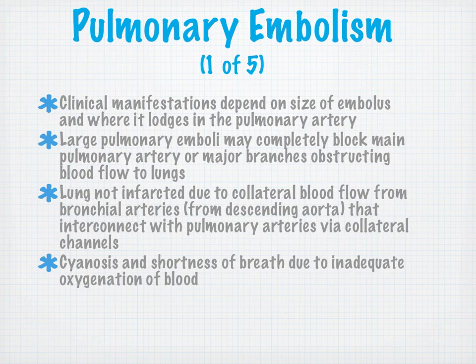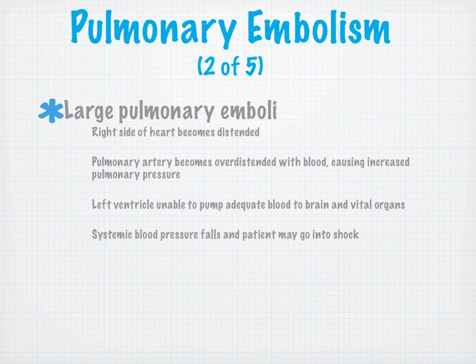A large pulmonary emboli may completely block a main pulmonary artery or major branches, obstructing flow to the lungs, which is sudden death, unfortunately. And then a lung not infarcted due to collateral blood flow from bronchial arteries is the best possible option. So let's say that the clot lodged somewhere where you have some collateral circulation. You're still getting airflow. Everything's okay, except that you have shortness of breath and cyanosis due to inadequate oxygenation of blood, and you need to get your butt to the hospital.